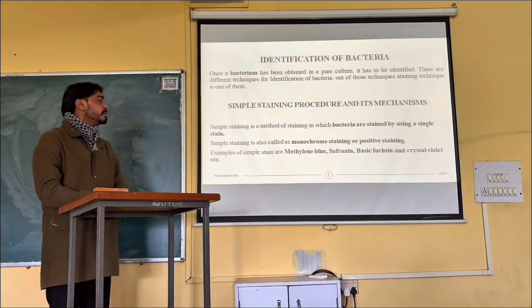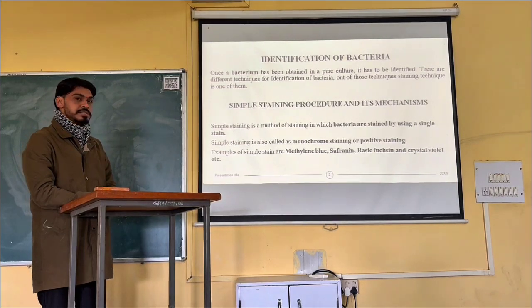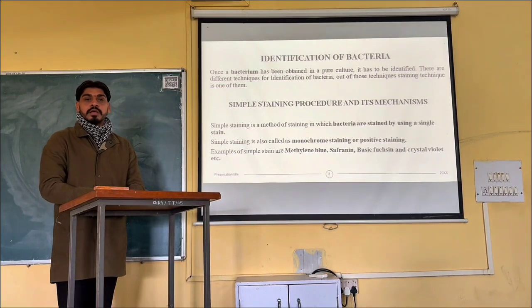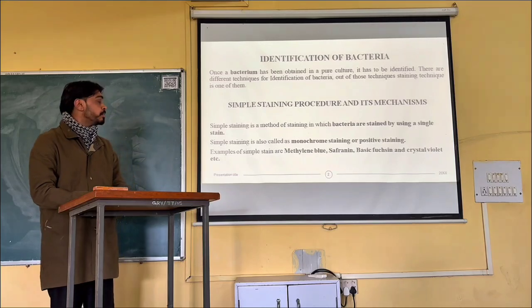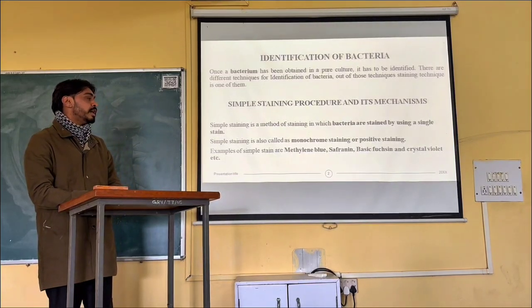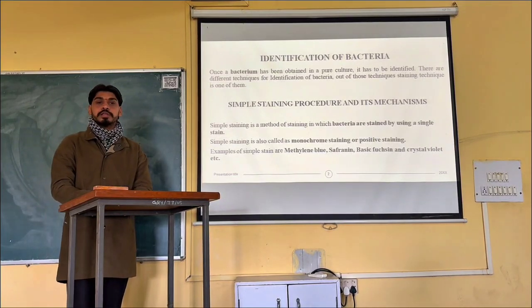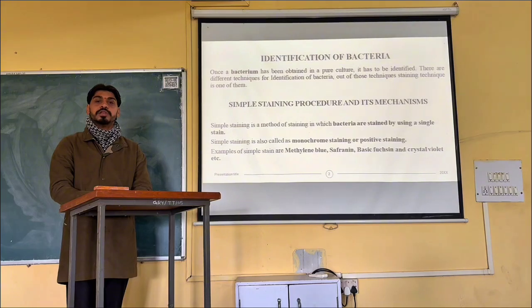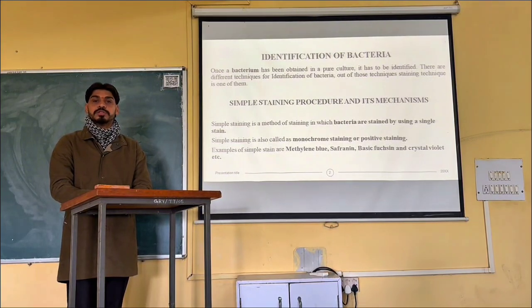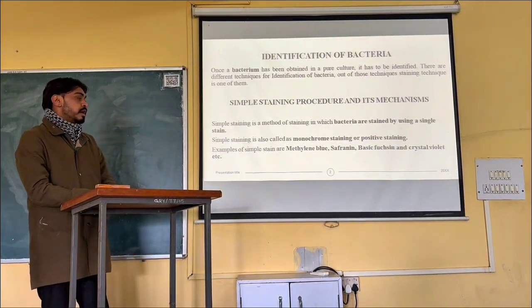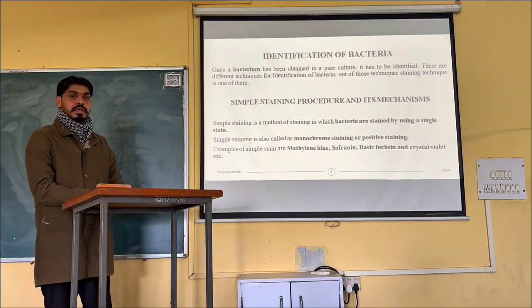Simple staining is a method of staining in which bacteria are stained by using a single stain. When we are going to stain, we are only using one type of stain. Simple staining is also called monochrome staining or positive staining because it is only using one stain, and it gives positive results. Examples of simple stains are methylene blue, safranin, basic fuchsin, crystal violet, etc.